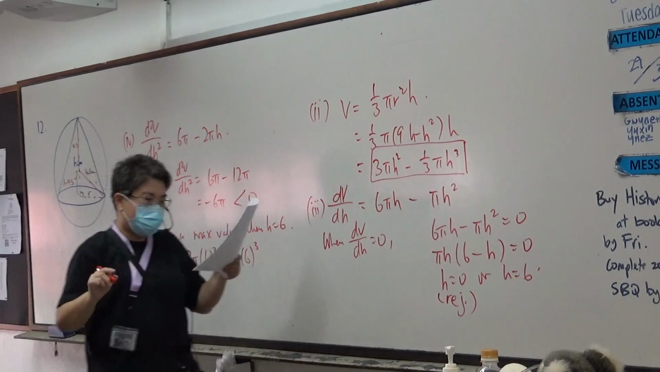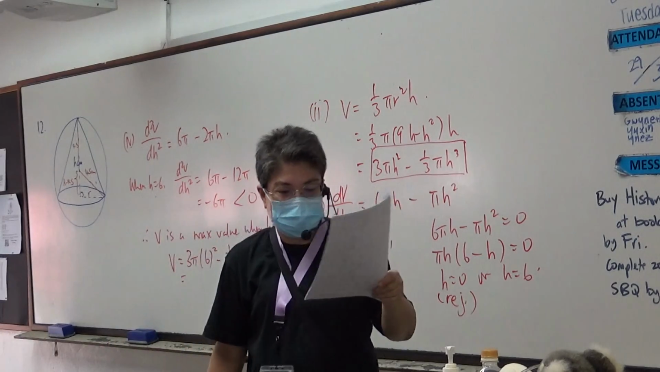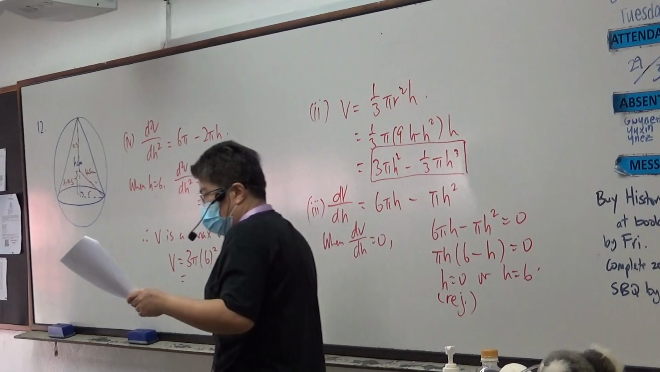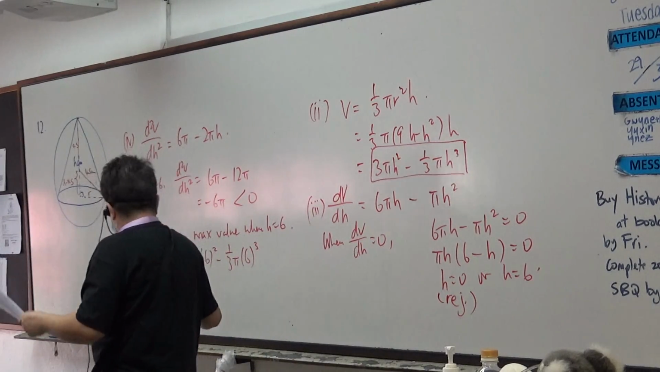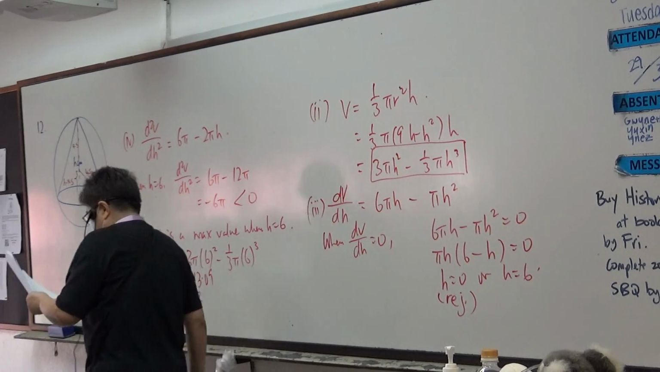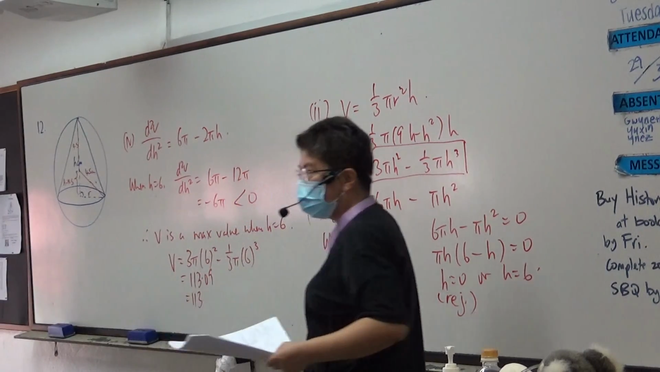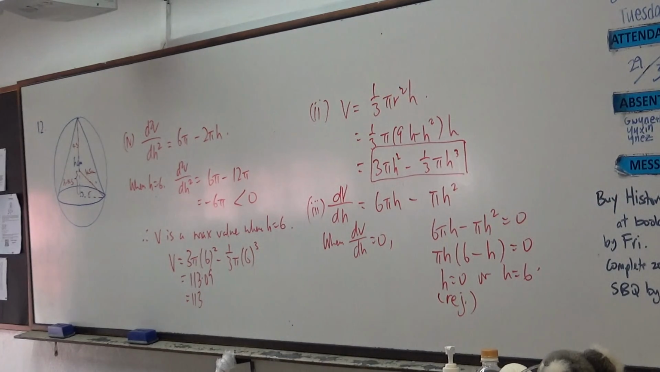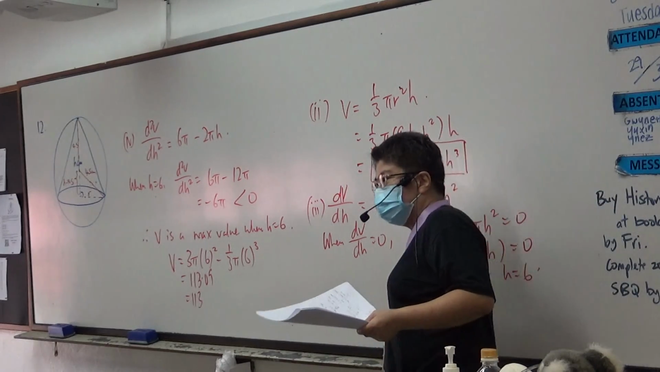Now you can leave the answer in terms of pi, or you can just give it to 3 significant figures. It's up to you. Okay, my answer is actually 113.09. Therefore, this is 113. If you key in the calculator, can you please double check for me? Because sometimes I do make mistakes. I'm not an encyclopedia, you know.